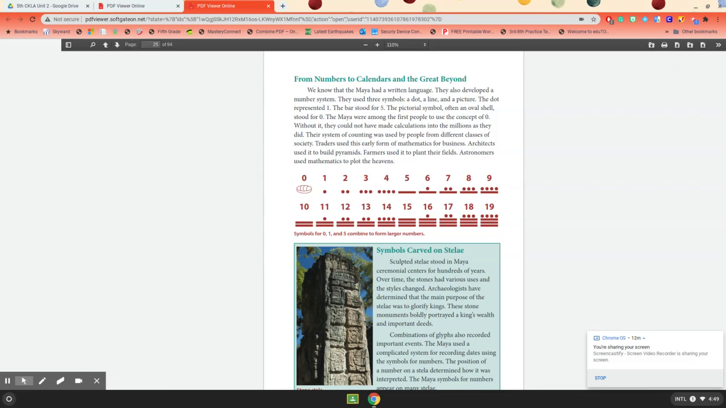The Maya used a complicated system of recording dates using symbols and numbers. The position of the numbers on the stele determined how it was to be interpreted. The Maya symbols for numbers appeared on many steles.